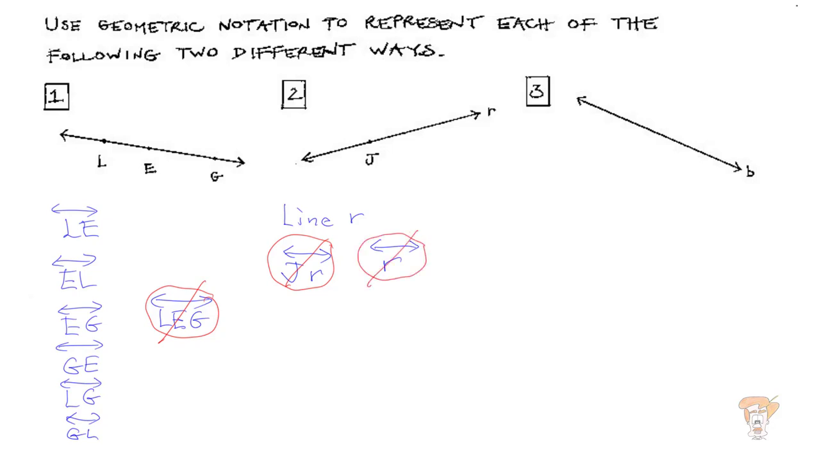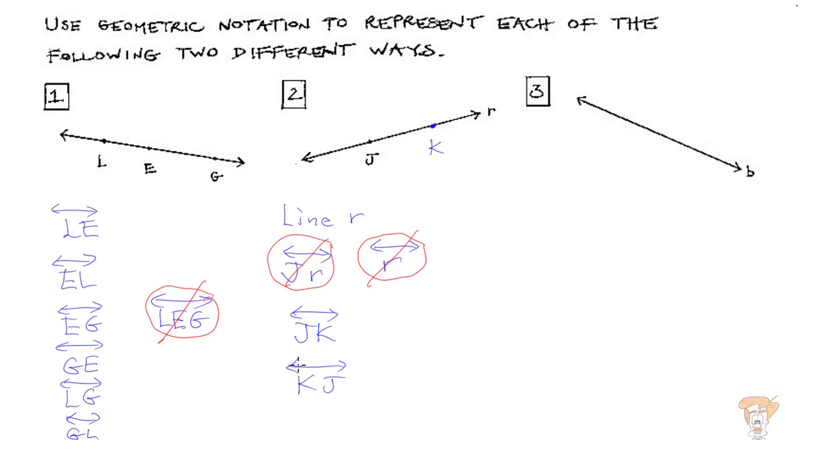Instead, what we would need to do is locate and identify another point contained by that line R. Now we have 2 points that are contained by that line, and that would enable us to designate this line as line JK or line KJ.